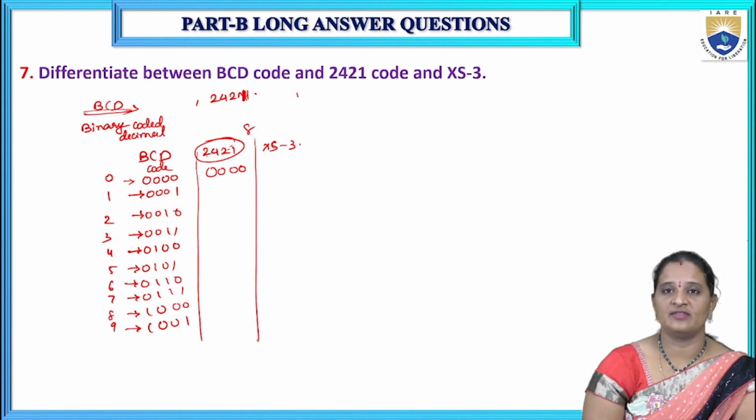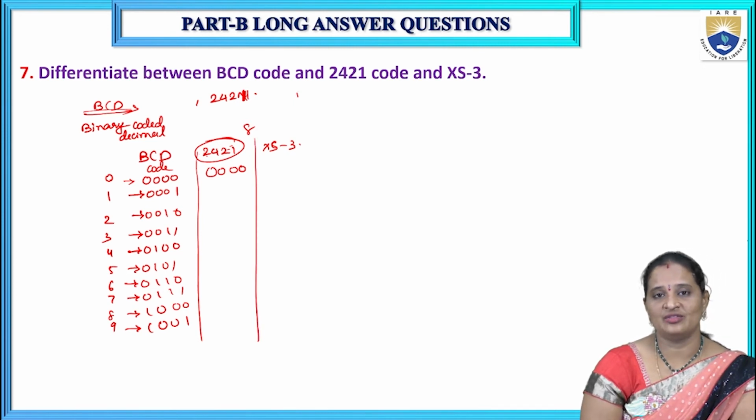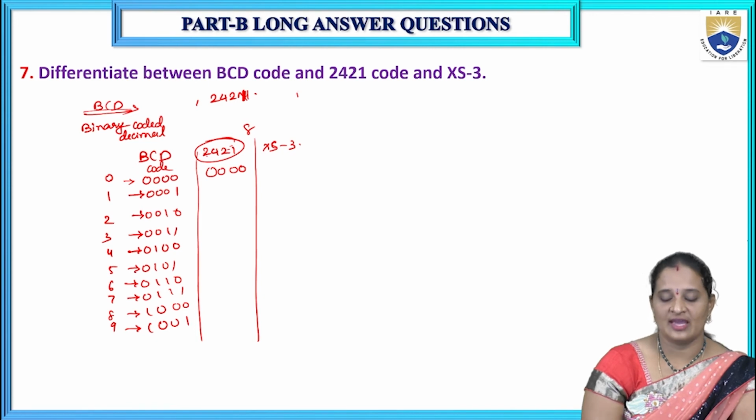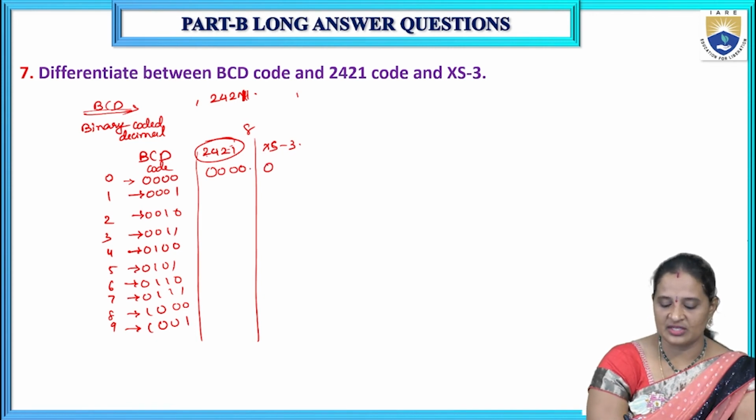XS3 code. How can we get the XS3 code? By adding 3 to the number, we can get the XS3 code. So that means for 0, the XS3 code will be 0, 0, 1, 1. 0 plus 3 is 3, right? 3 in binary can be represented as 0, 0, 1, 1. Plus 3 is 4. So that is represented as 0, 1, 0, 0.